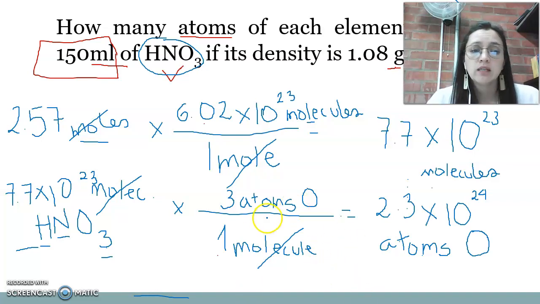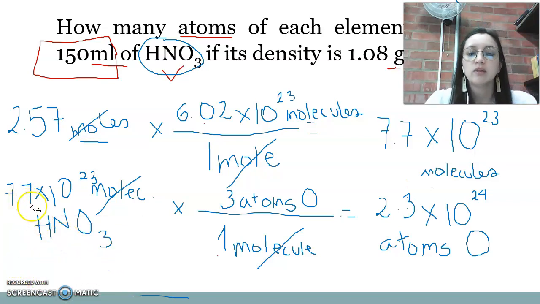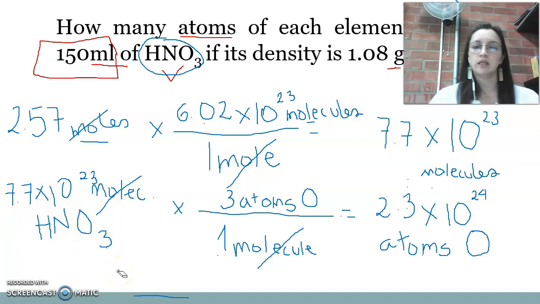Okay, so in this case, I will just need to repeat this last step that I did, but multiplying it only by 1, because if you notice, we have 1 atom of hydrogen and 1 atom of nitrogen per molecule. So in this case, the number is not going to change. I am going to get exactly the same answer, 7.7 times 10 to the 23 atoms of nitrogen and atoms of hydrogen as well.